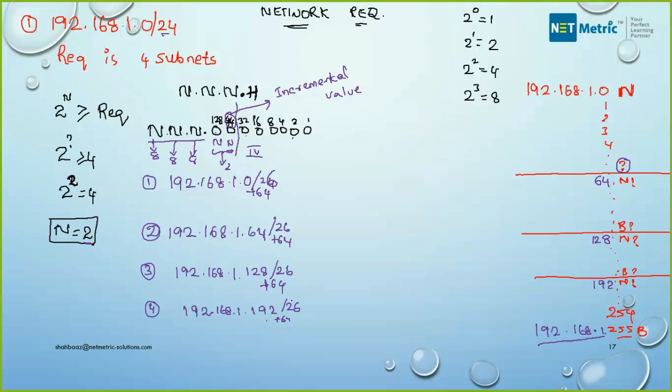Okay. For example, our requirement is 8 subnets. Same network 192.168.1.0, requirement is 8 subnets. So what will be the n value? 3. Now how many bits you will convert?